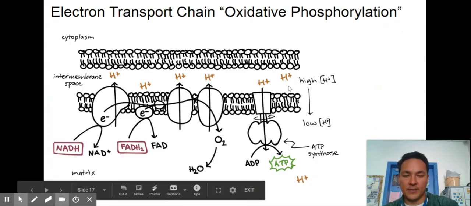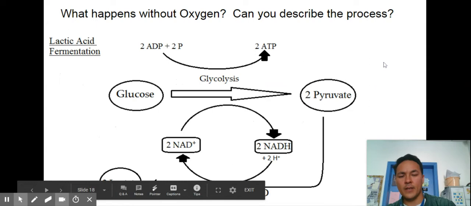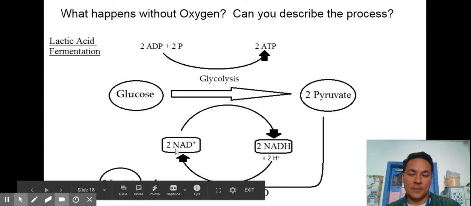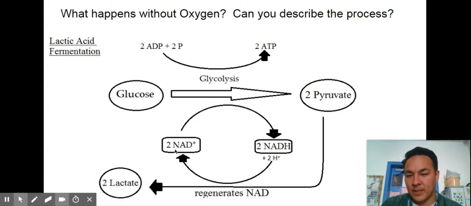So no oxygen, so this is going to shut down. Without oxygen, it cannot do the electron transport chain. It also can't do the Krebs cycle because there's no NAD plus to put the electrons into. So we're just going to stick with glycolysis.